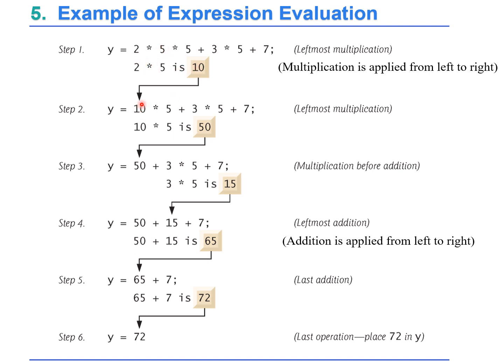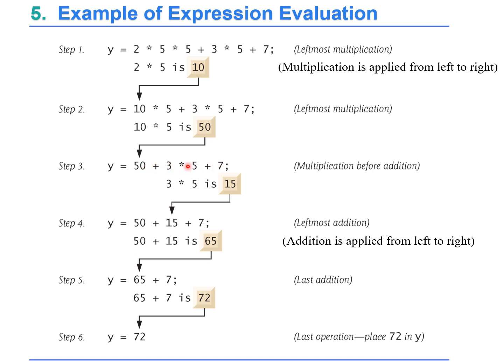Now we replace this part of the expression with 10. We also apply the next multiplication, which is between 10 and 5. So that is this one, and this results in 50. So we can replace this part of the expression with 50.